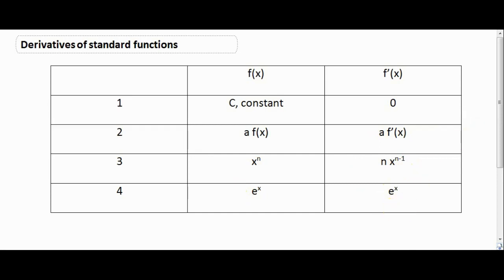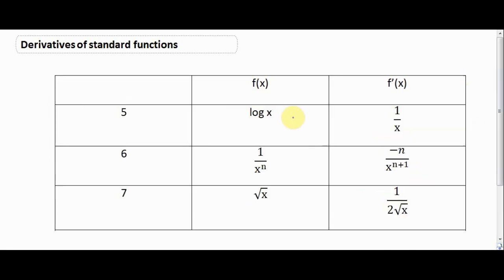Okay, now let's see another set of derivatives. F of x, when it becomes log x, f dash of x will be 1 by x. That is, derivative of log x is equal to 1 by x. Now derivative of 1 by x raised to n is equal to minus n divided by x raised to n plus 1, and derivative of root x will be equal to 1 by 2 root x.